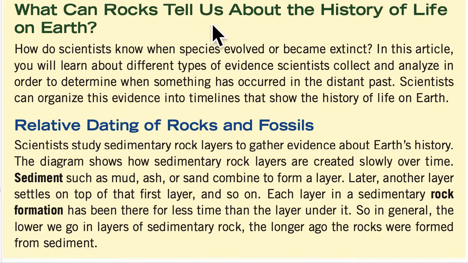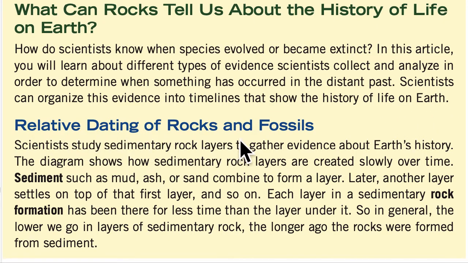What can rocks tell us about the history of life on Earth? How do scientists know when species evolved or became extinct? In this article, you will learn about different types of evidence scientists collect and analyze in order to determine when something has occurred in the distant past. Scientists can organize this evidence into timelines that show the history of life on Earth.